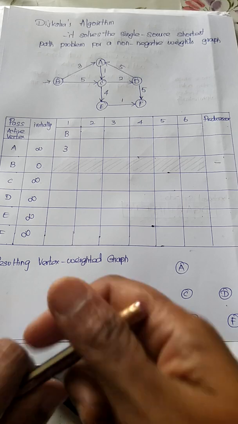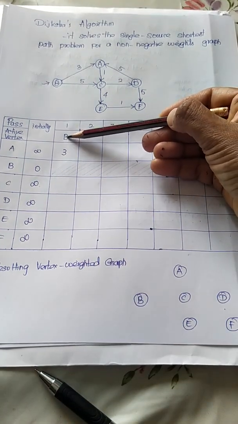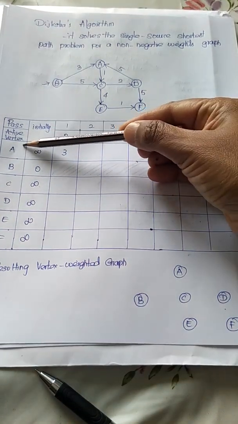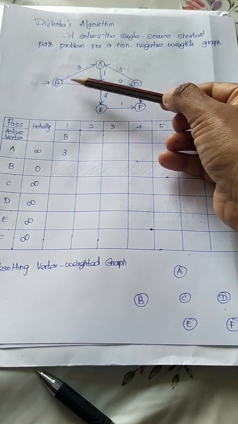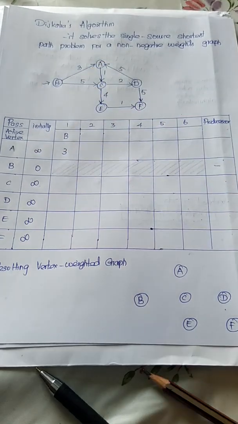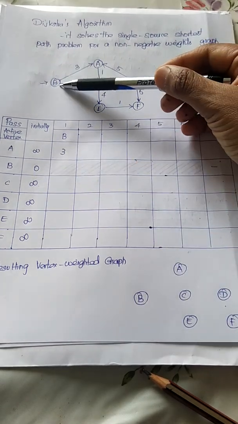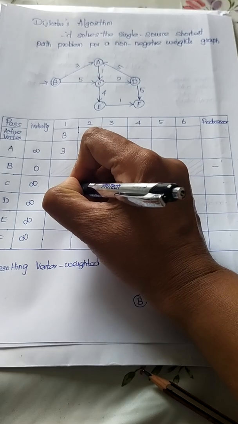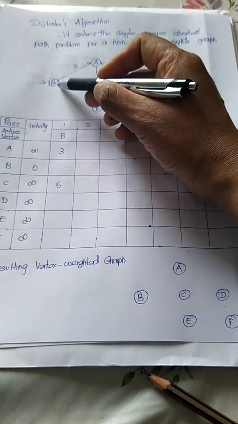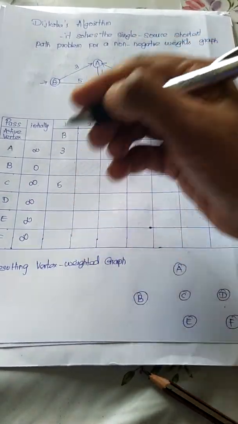Okay. Now let's see. Starting vertex is B, B to A. Do I have an edge in my graph? B to A? Yes. What is the cost? 3. Now B to C. Yes, there is an edge and the cost is 5. B to D. There is no straight edge.